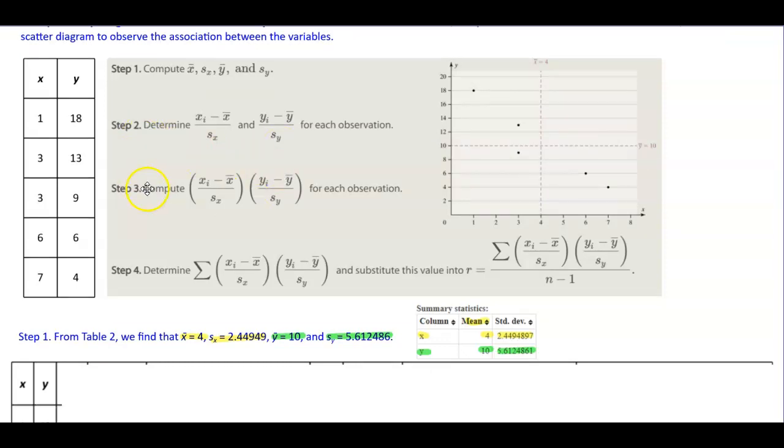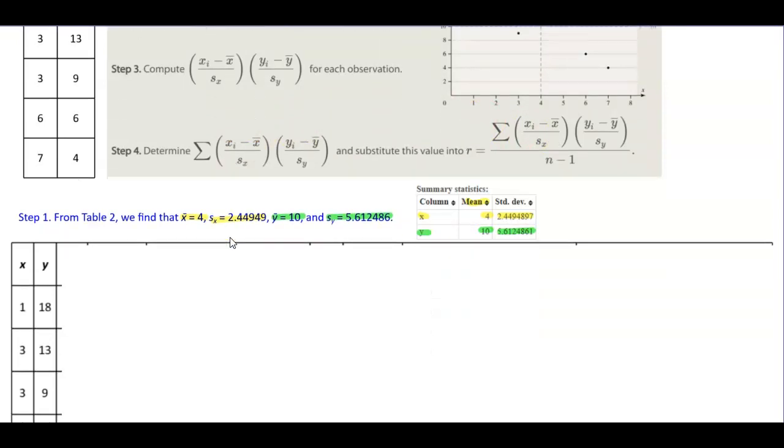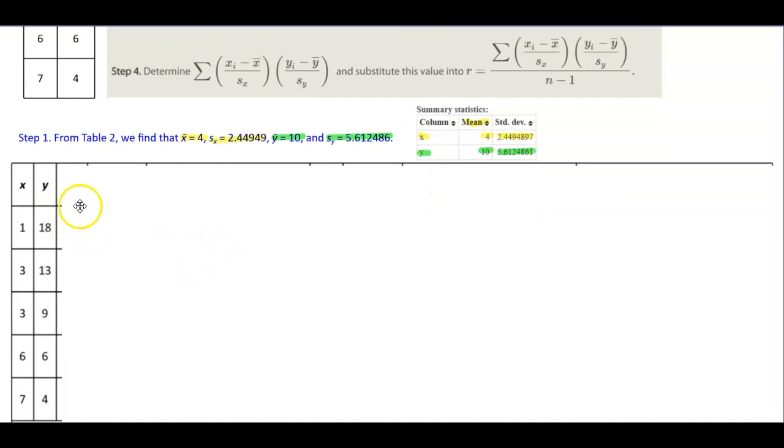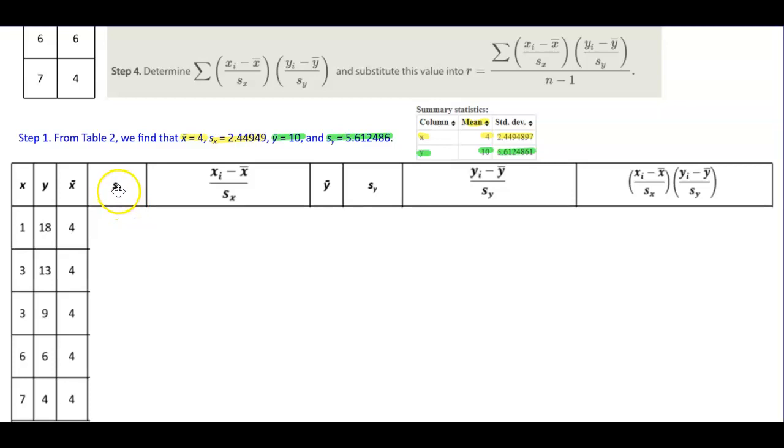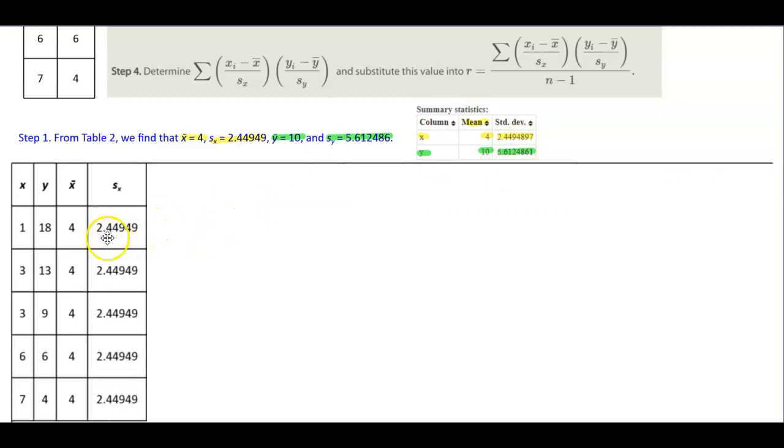So we're going to use steps 2, 3, and 4 and create columns to determine our linear correlation coefficient. Down here you will now notice that we have our table. What is the sample mean for x? Our sample mean for x is 4. Now we're going to create these columns. The first column is for the sample standard deviation for x, which is 2.4494897. So we're going to put in 2.44949 for all the values for the sample standard deviation for x.